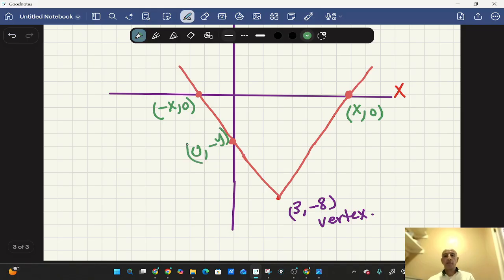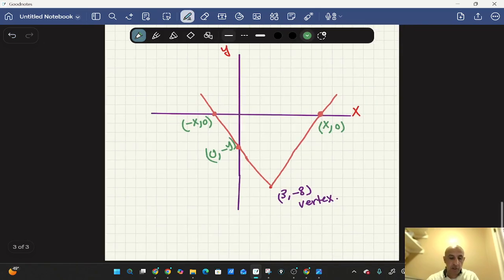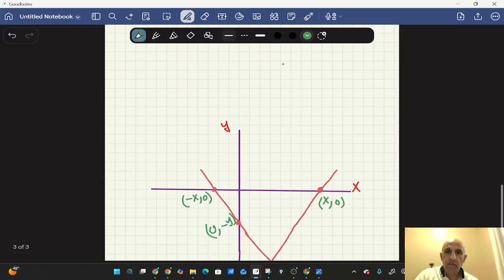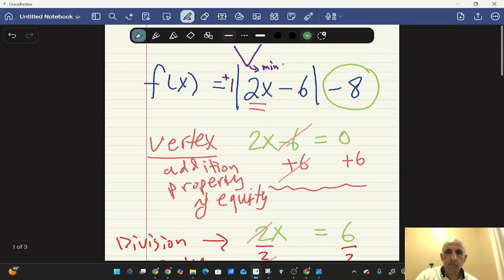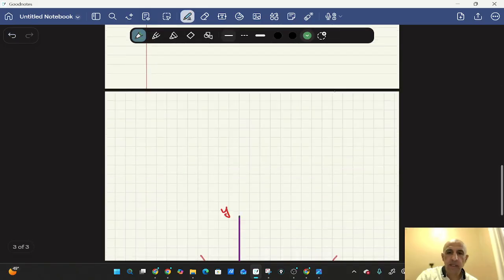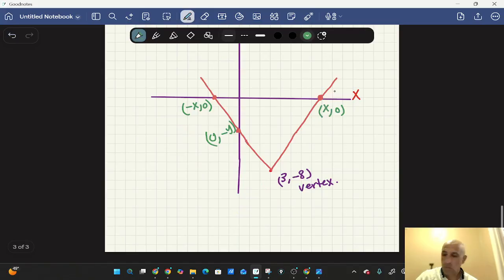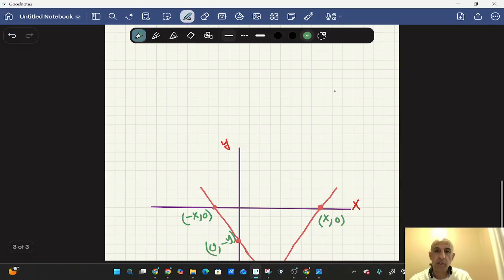So to find exactly this point, we can use the function. So the function is absolute value of 2x minus 6, minus 8. We take this down. So here is the function.